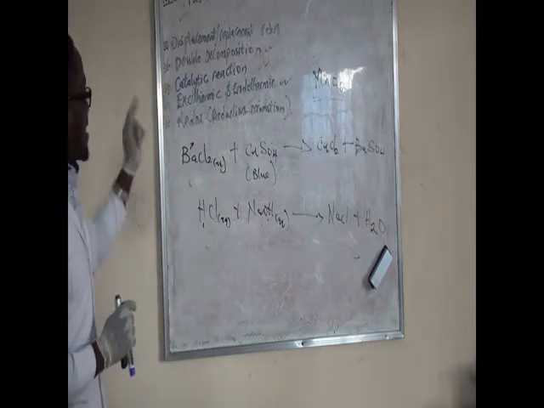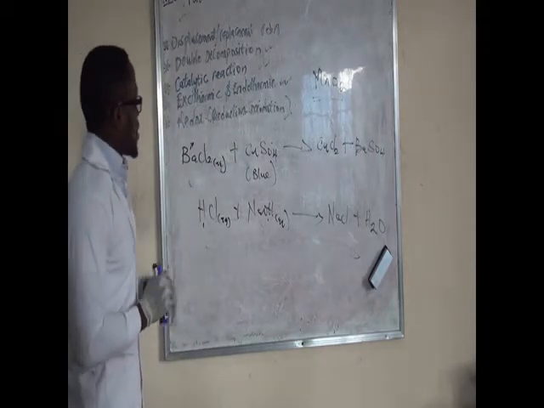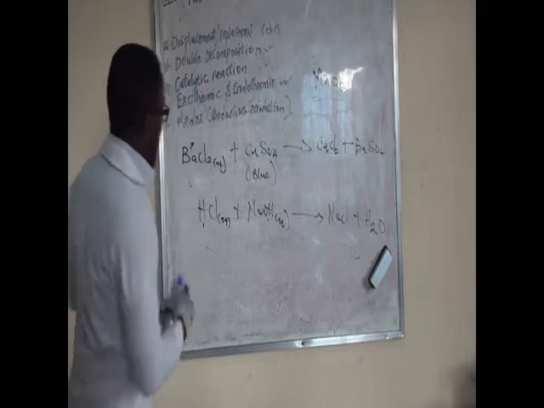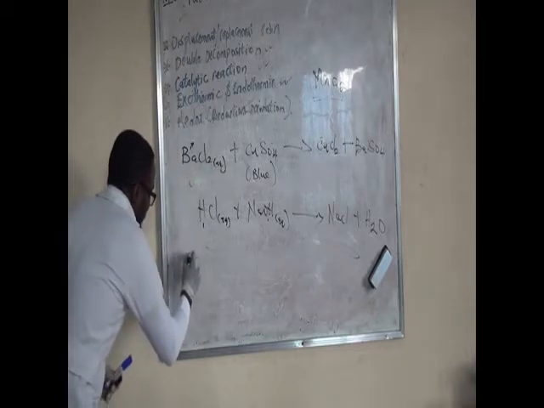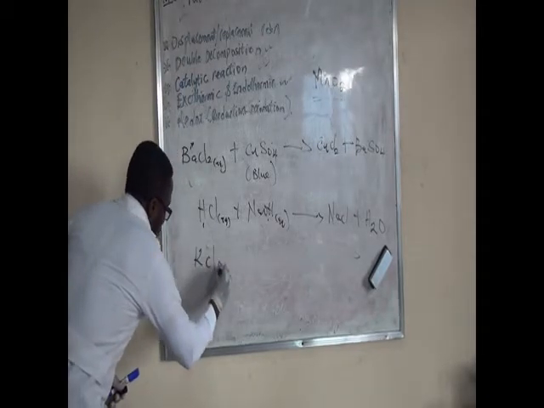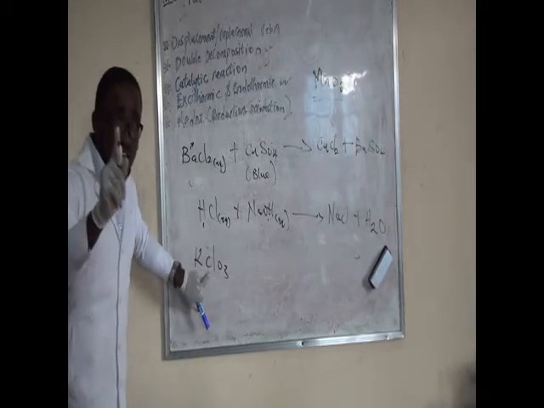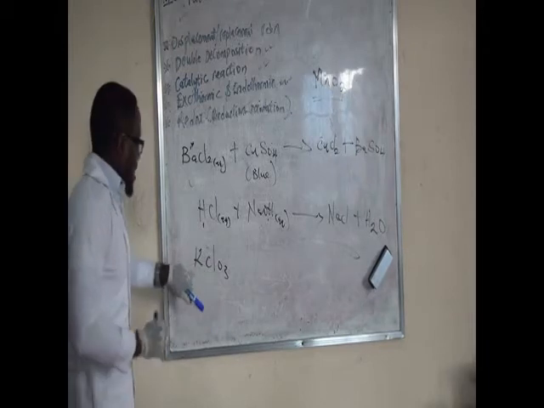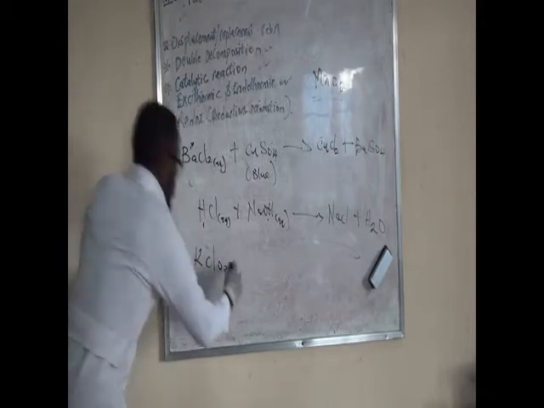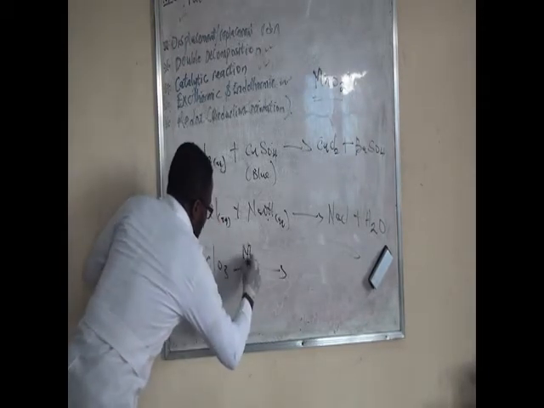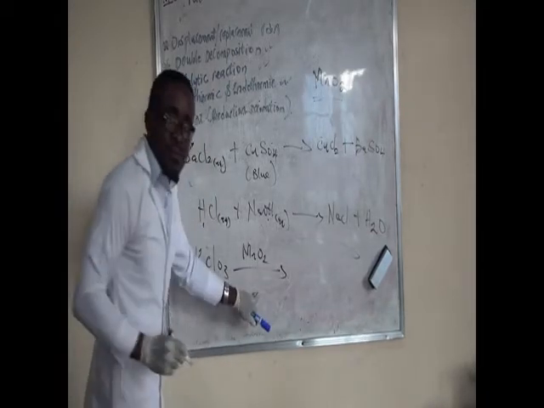For catalytic reaction, I would like to consider the inorganic part, which is a typical example. I would say KClO3, this is potassium trioxochlorate 5. Go and check the oxidation number, I will take you through that. Potassium trioxochlorate 5 with the help of manganese 4 oxide, no heat is applied.